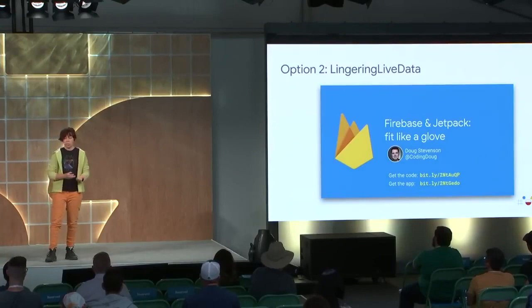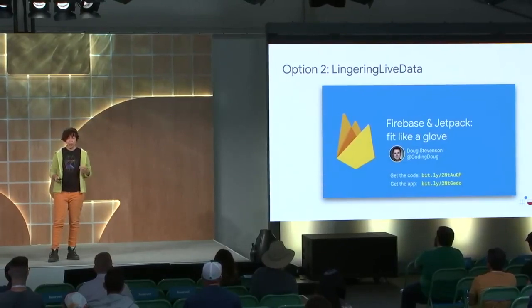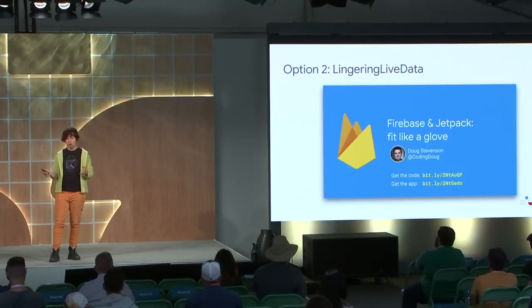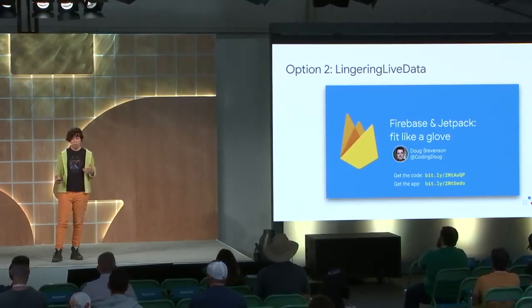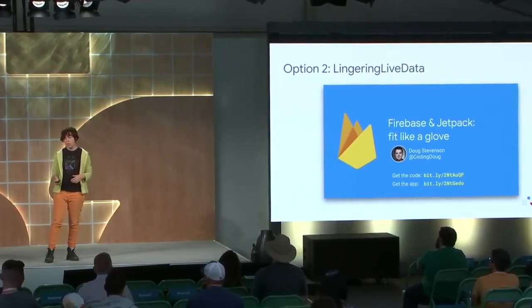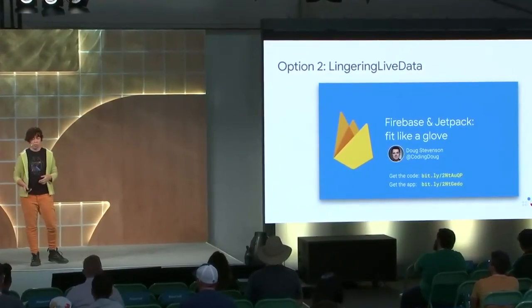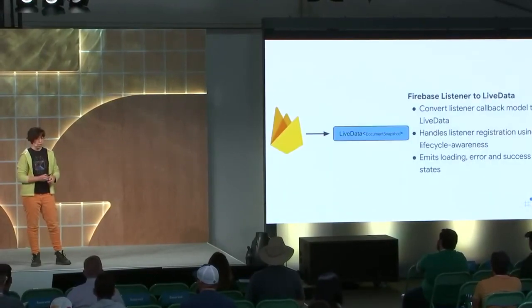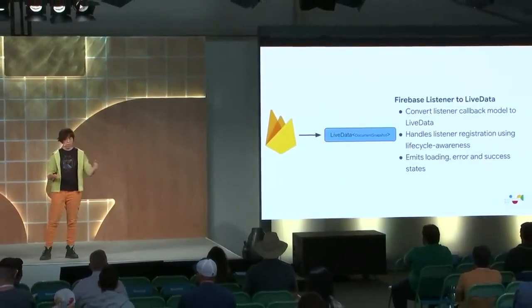OK, so another option, if you're not using Kotlin or coroutines, is presented in Dov Stevens' excellent talk, Firebase and Jetpack Fit Like a Glove. He has a full code example online, which sets up something called a lingering live data, which is essentially a live data that waits a little bit before determining that it actually has become inactive.